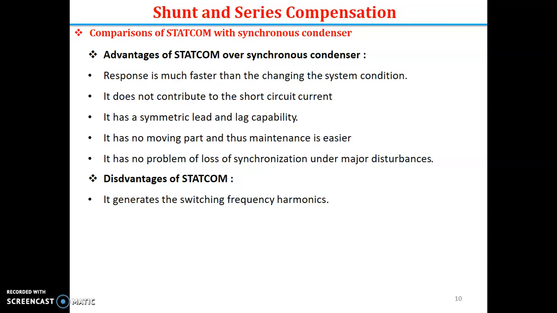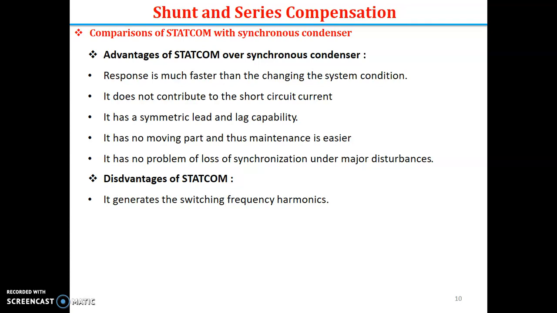It is faster in response because an overexcited synchronous generator has inertia. So if you wish to change the voltage level, it cannot be done instantaneously. It will take a certain amount of time to respond. So for this reason, the response time of the STATCOM is much faster than the changing system conditions. It does not contribute to the short circuit current. It has the symmetric lead-lag capability.